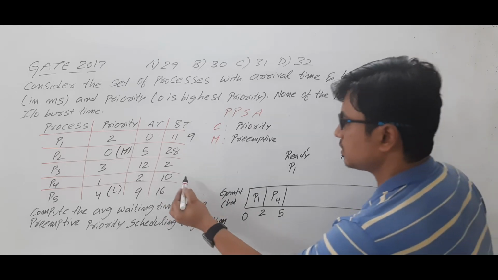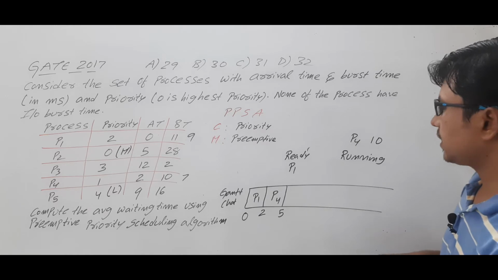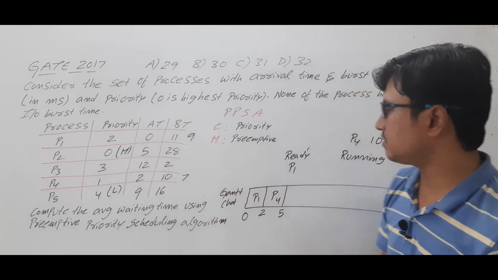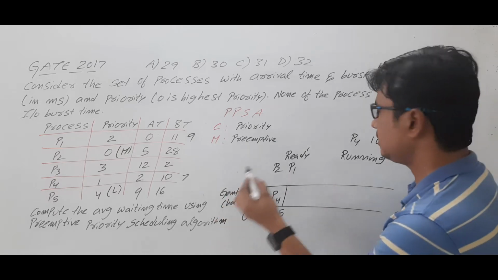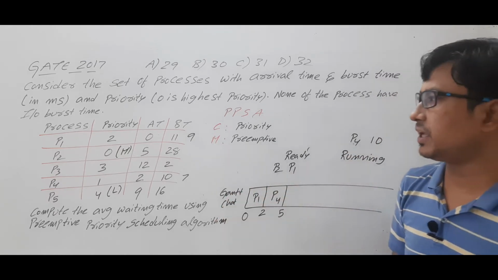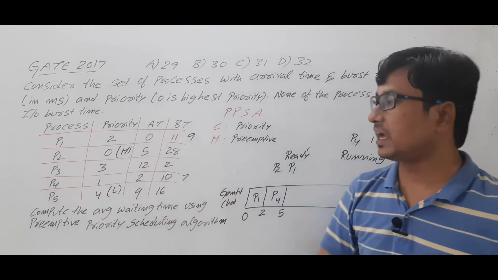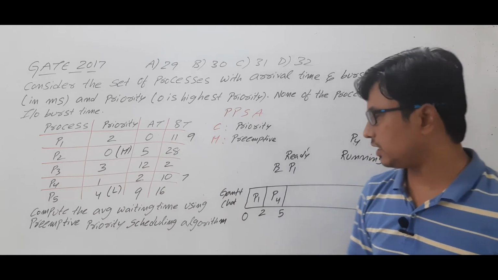So its remaining burst time is 7 units. Are you able to understand? Now at 5 units of time, process P2 has arrived. Look at processes P4, P1 and P2: which has the highest priority? Process P2 has the highest priority. Among all the processes, P2 has the highest priority.